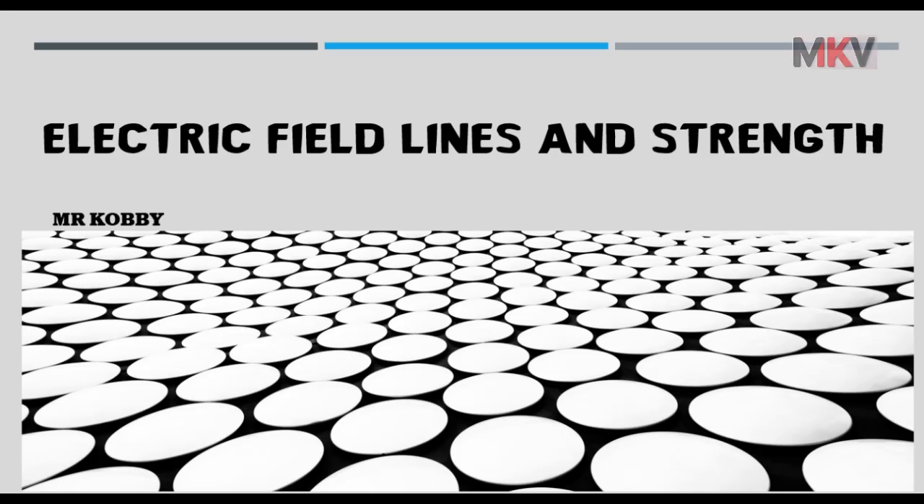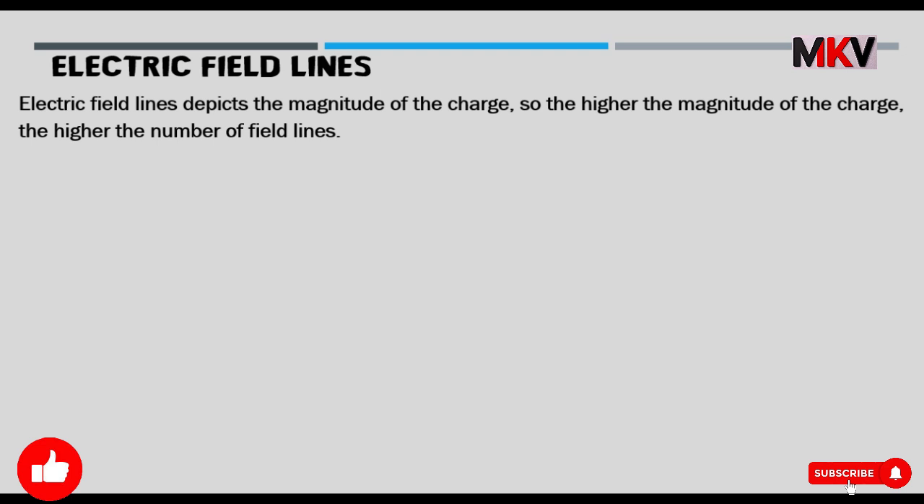Welcome. Today our discussion is on electric field lines and the superposition of electric field. Electric field lines depict the magnitude of a charge. The higher the magnitude of a charge, the higher the number of lines the electric field would have. So if a charge has a higher magnitude, the number of lines of the electric field will be high.